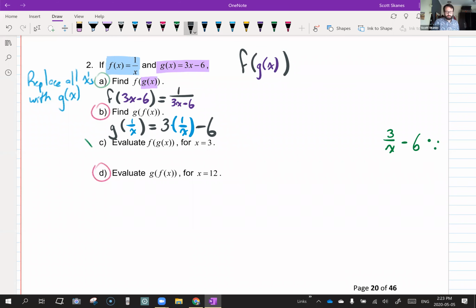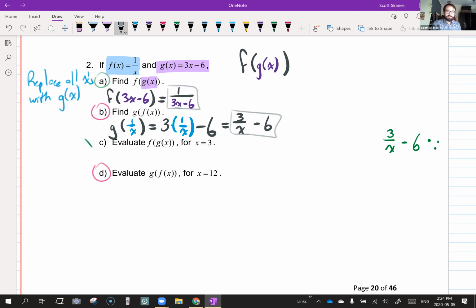And I'm really glad you simplified it because it's kind of ugly the way it is right now. 3 over x minus 6. That would be our final answer. So let me just box them up here. Perfect. And if anyone else tried that and you got the same thing, good job.